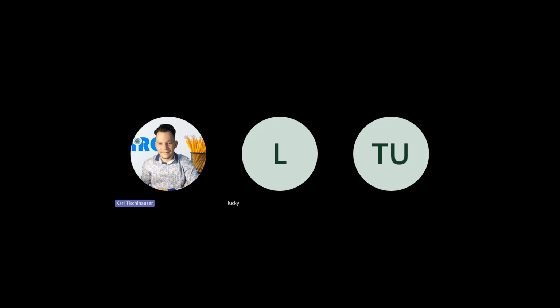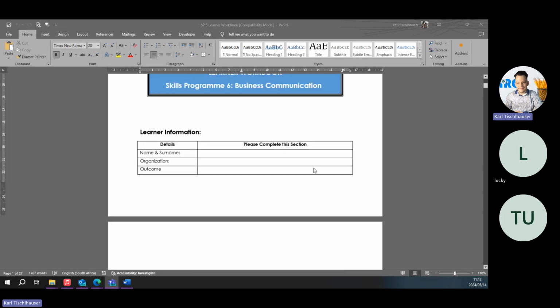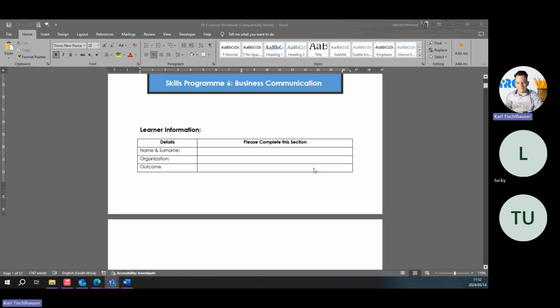Just opening this up. Okay, so I have SP6 and 7. That's the communication module. So I'm going to start with the first one. Let me just share this. I'm sure you'll see it sharing. Okay, so as I said, I'm going straight to the booklet, and then I'll email all of it to you guys by the end of business today.